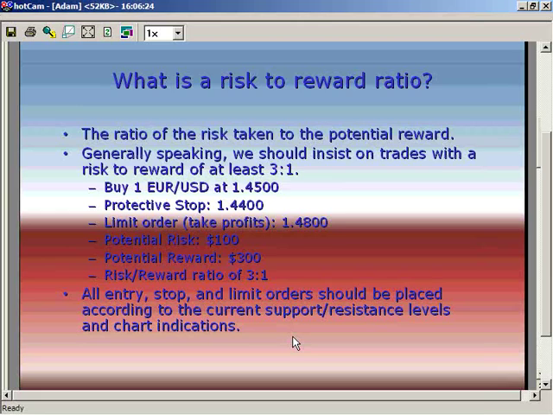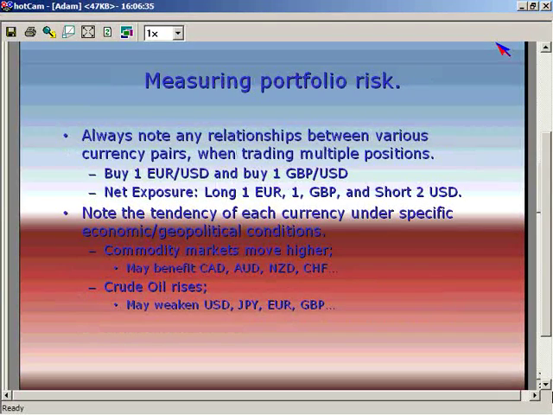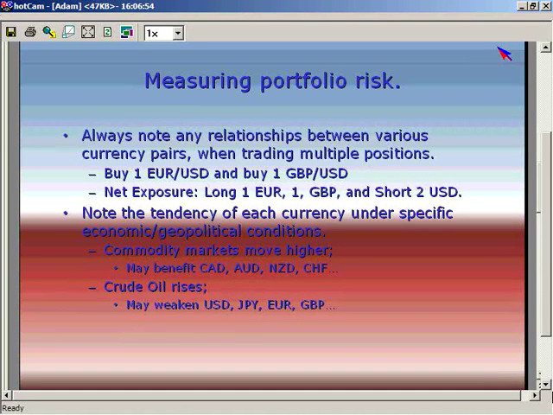Now, how do we measure overall portfolio risk? Always note any relationships between various currency pairs when trading multiple positions. If we buy one euro dollar contract and one pound dollar contract, our net exposure is that we're long 1 euro, long 1 pound, and short 2 US dollars. If the dollar starts to rally, both of our trades will lose money. That's easy.